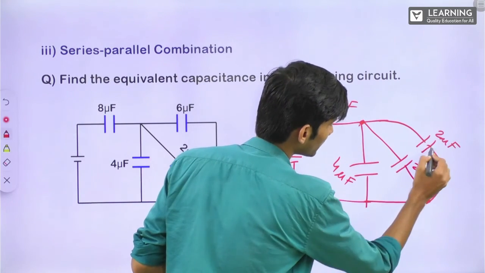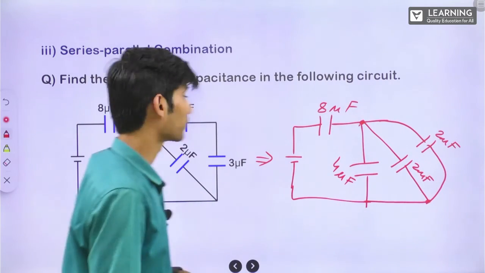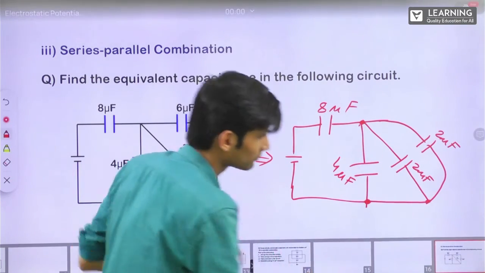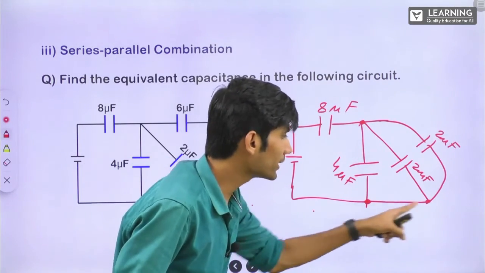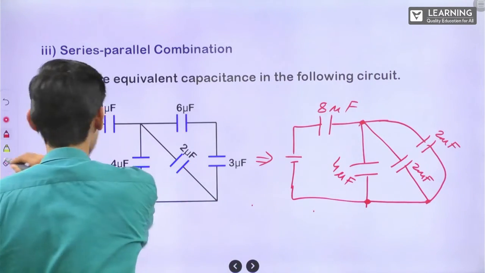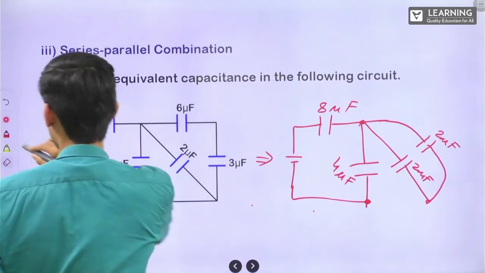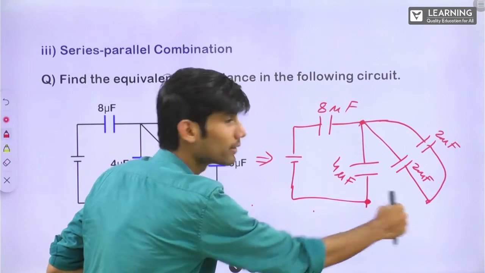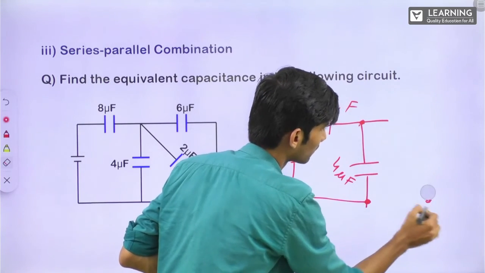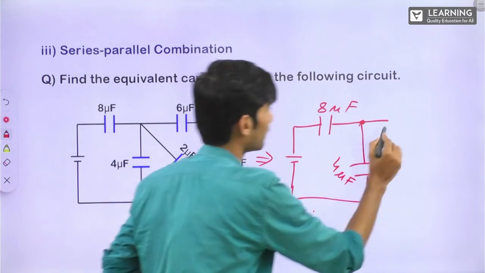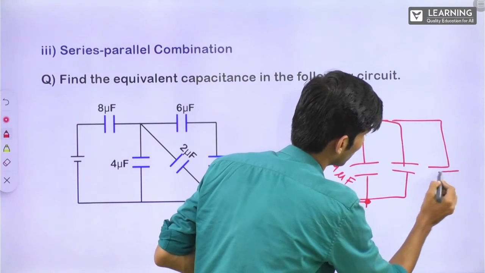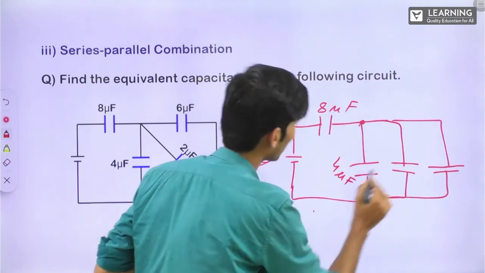This plate of the capacitor, this plate of the capacitor are connected with same point. Even if you see this also, this point are same points. Nothing is there in between. I can short circuit this wire and join these two together, right? I can make the same combination as 4 microfarad, then 2 microfarad, then 2 microfarad.